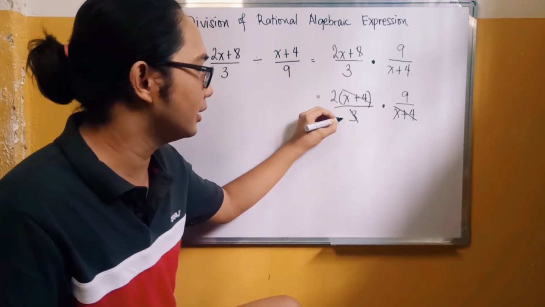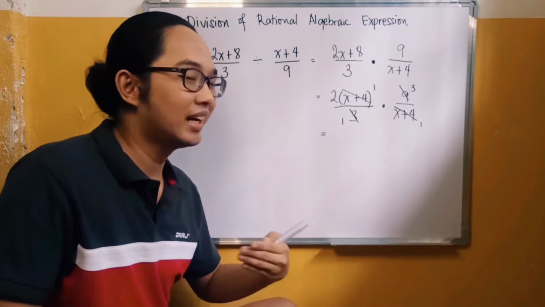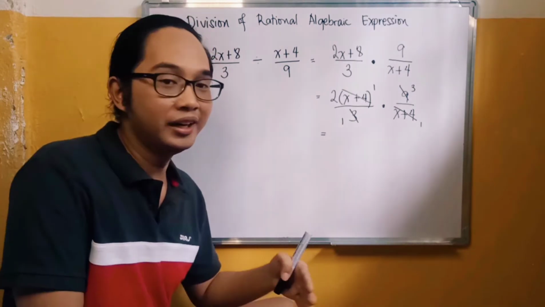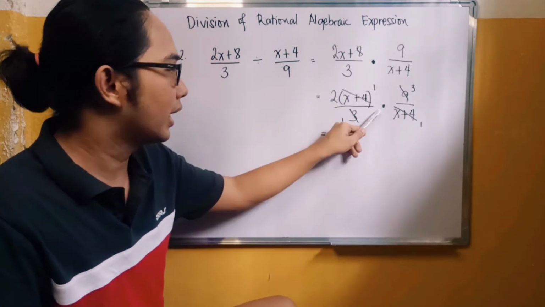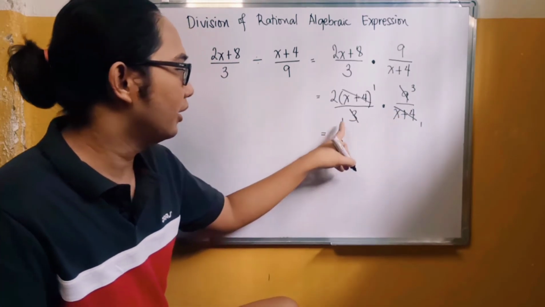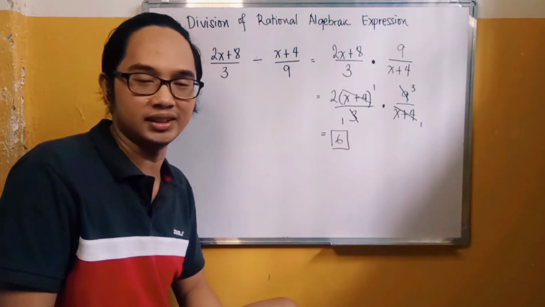3 divided by 3 is 1 and 9 divided by 3 is 3. After natin i-cancel yung mga dapat i-cancel, we are now ready to multiply the remaining factors. 2 times 3 is 6 and 1 multiplied by 1 is 1. Therefore, the final answer is 6.